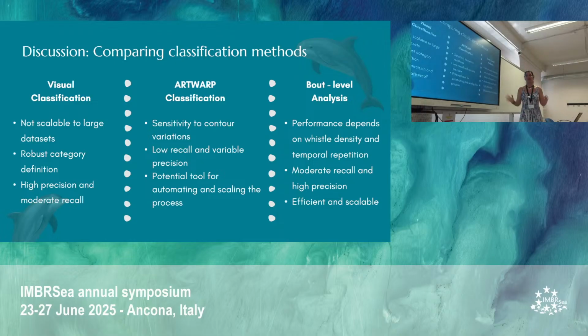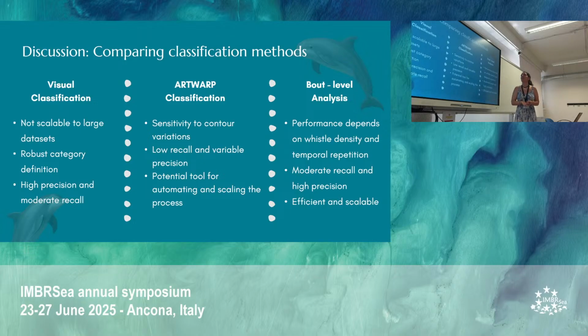Now that we've seen all the methods, I wanted to compare them to see how well they perform. Visual classification takes a long time to be done and classified. Basically, it's not scalable to large data sets. However, it gives robust category definitions. In performance, it has high precision and moderate recall, which is good because the signature whistles that are identified are for sure signature whistles, but it doesn't identify all the signature whistle categories.